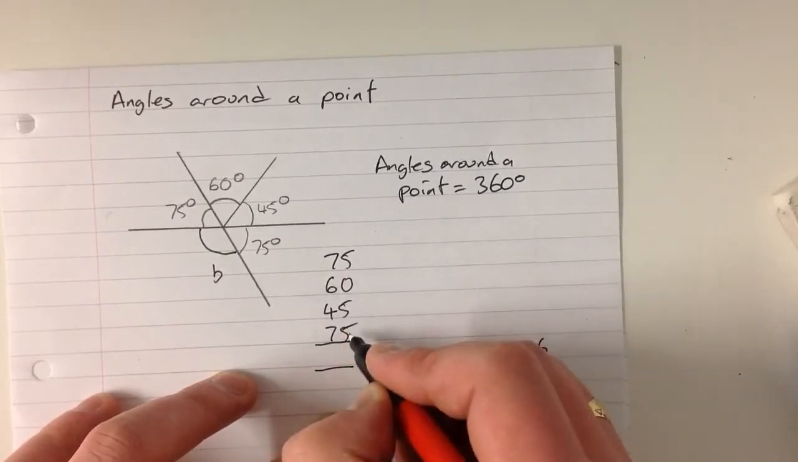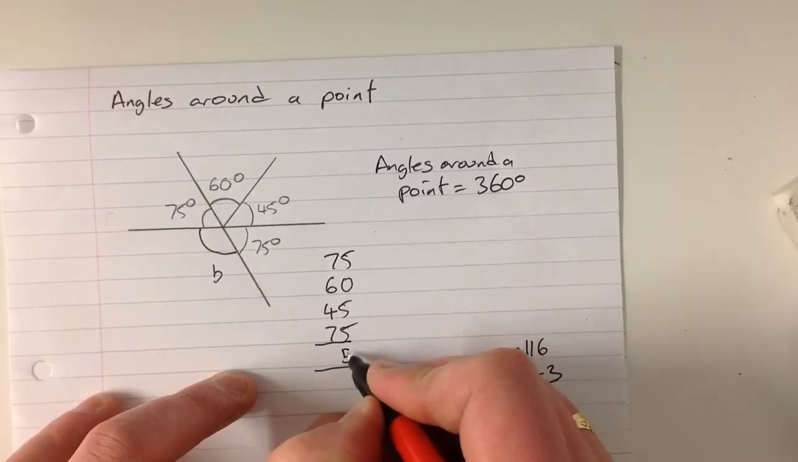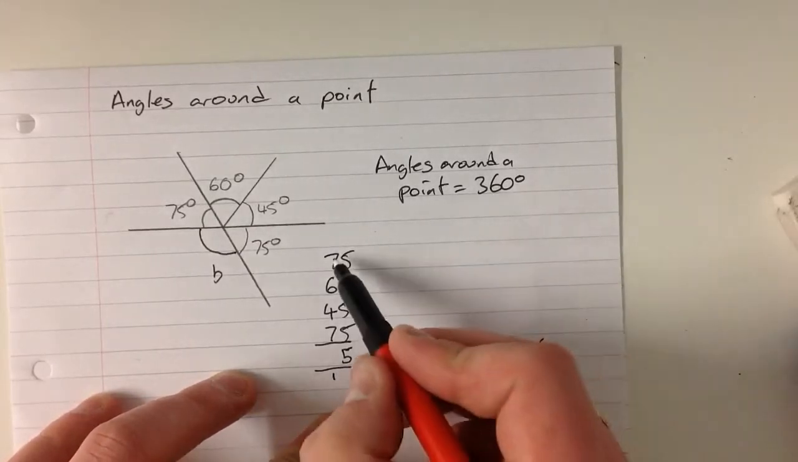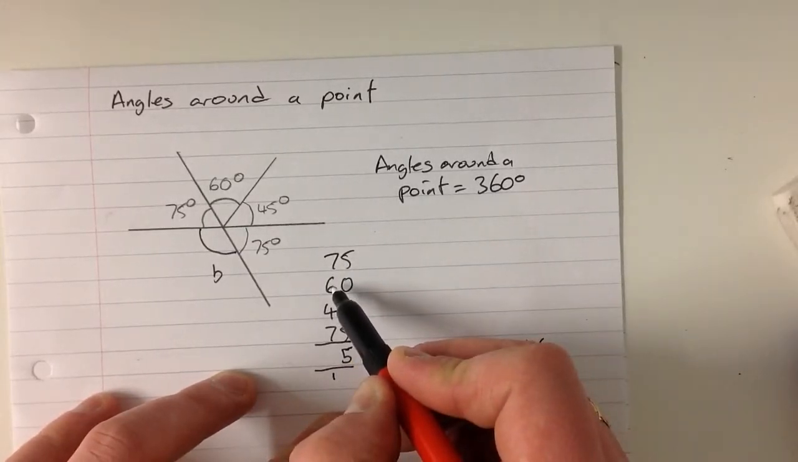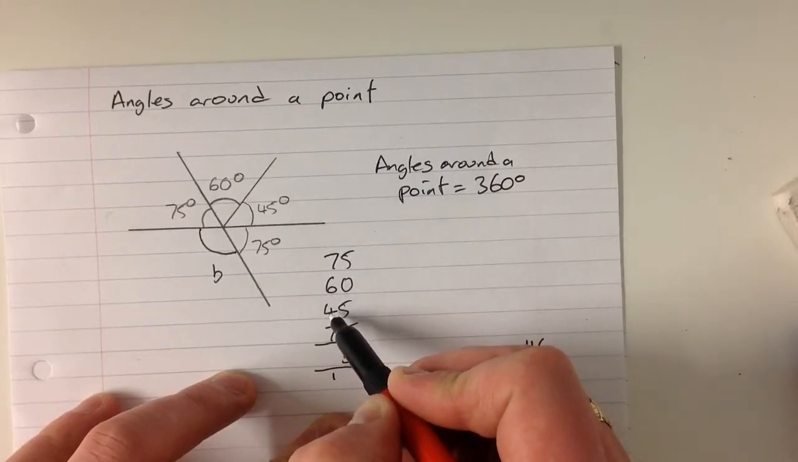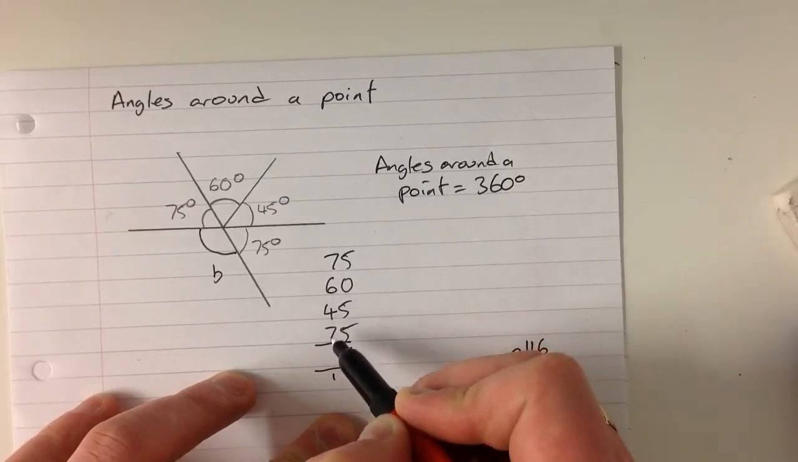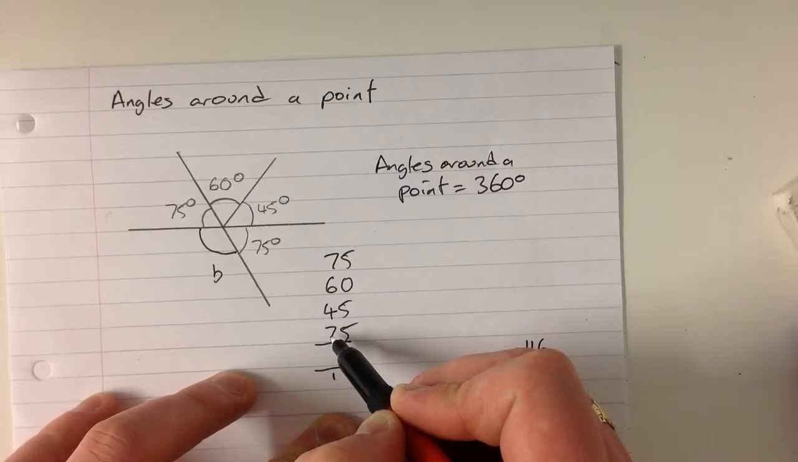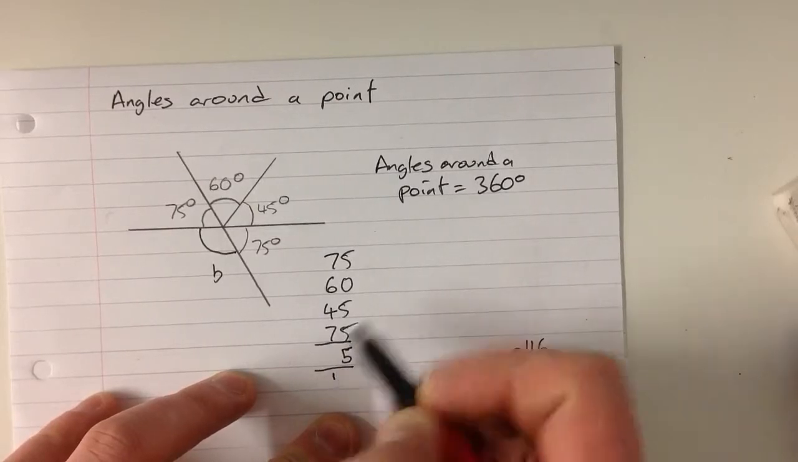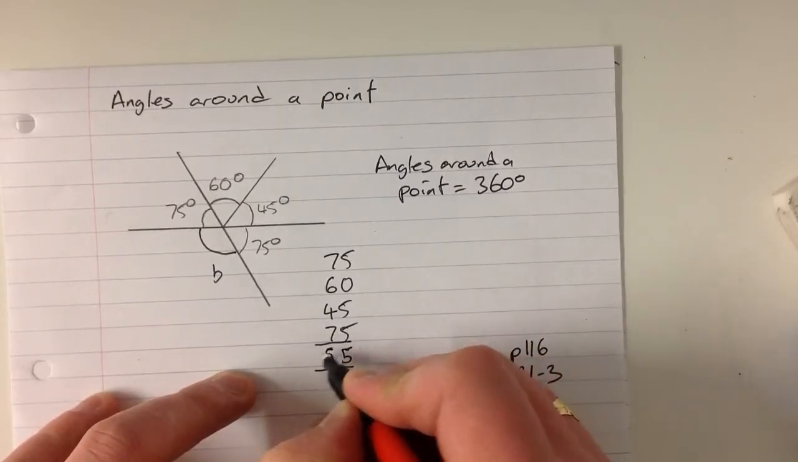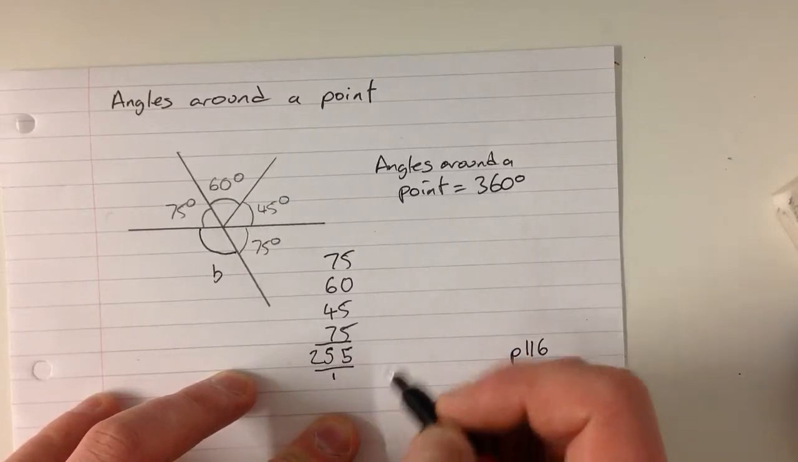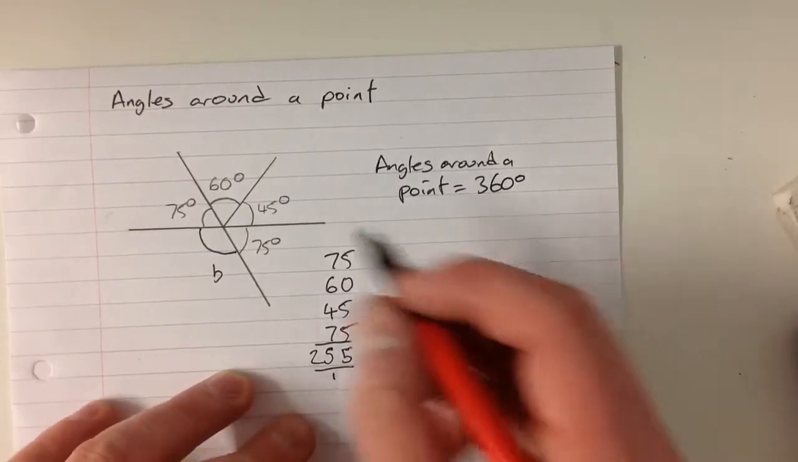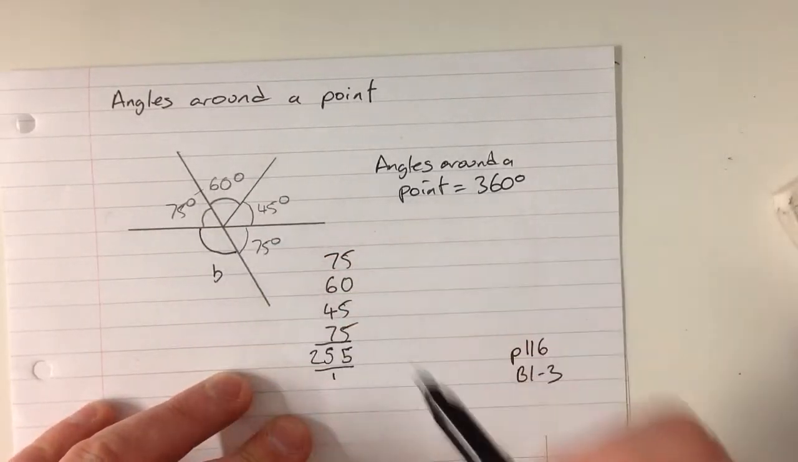So 5 plus 5 plus 5 is 15. So 5 there, carry the 1. 7 plus 6 is 13. Plus 4 is 17. Plus another 7 is 24. We've got the 1 that we've carried, so that makes 25. Okay, so we have 255 is the sum of all those angles.